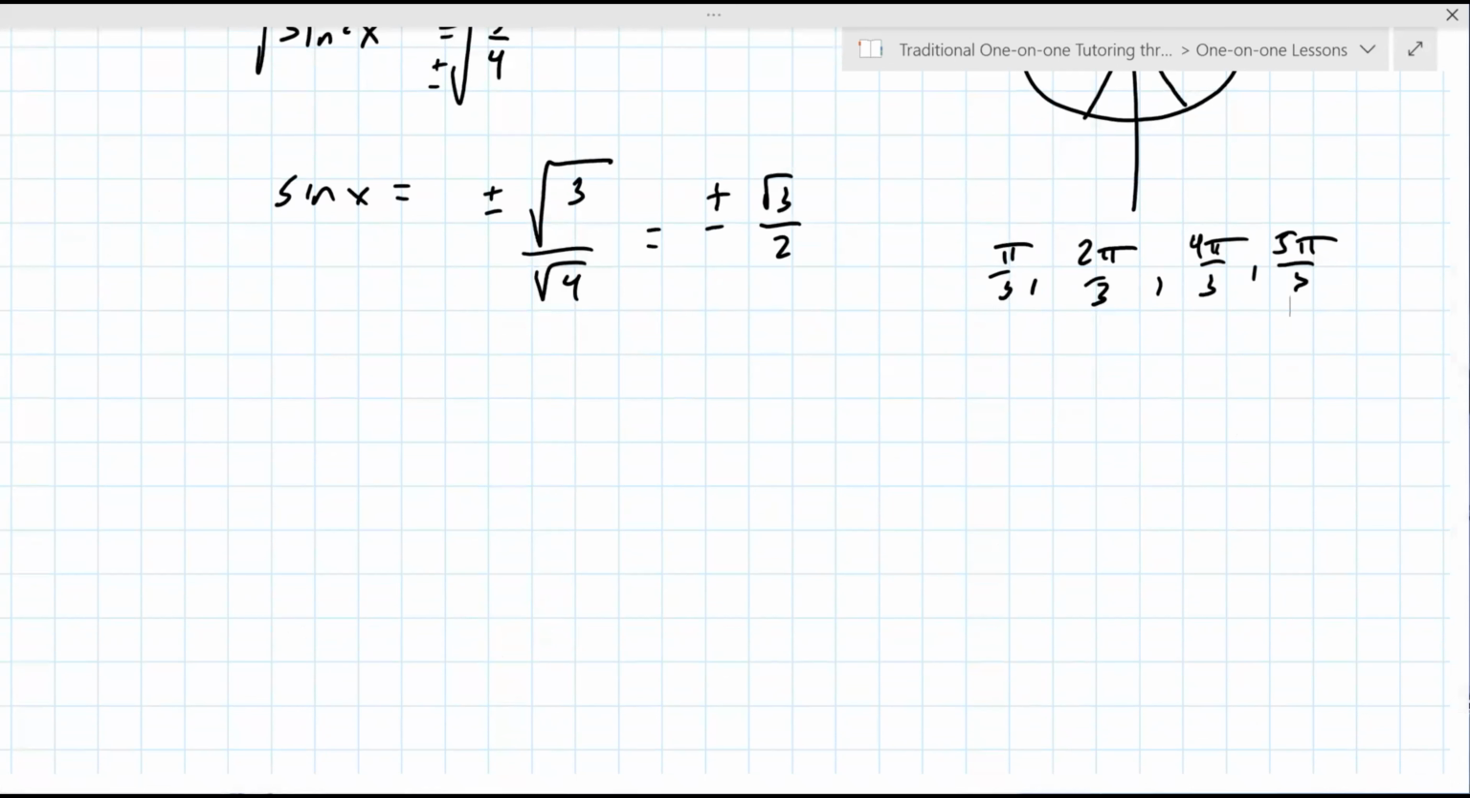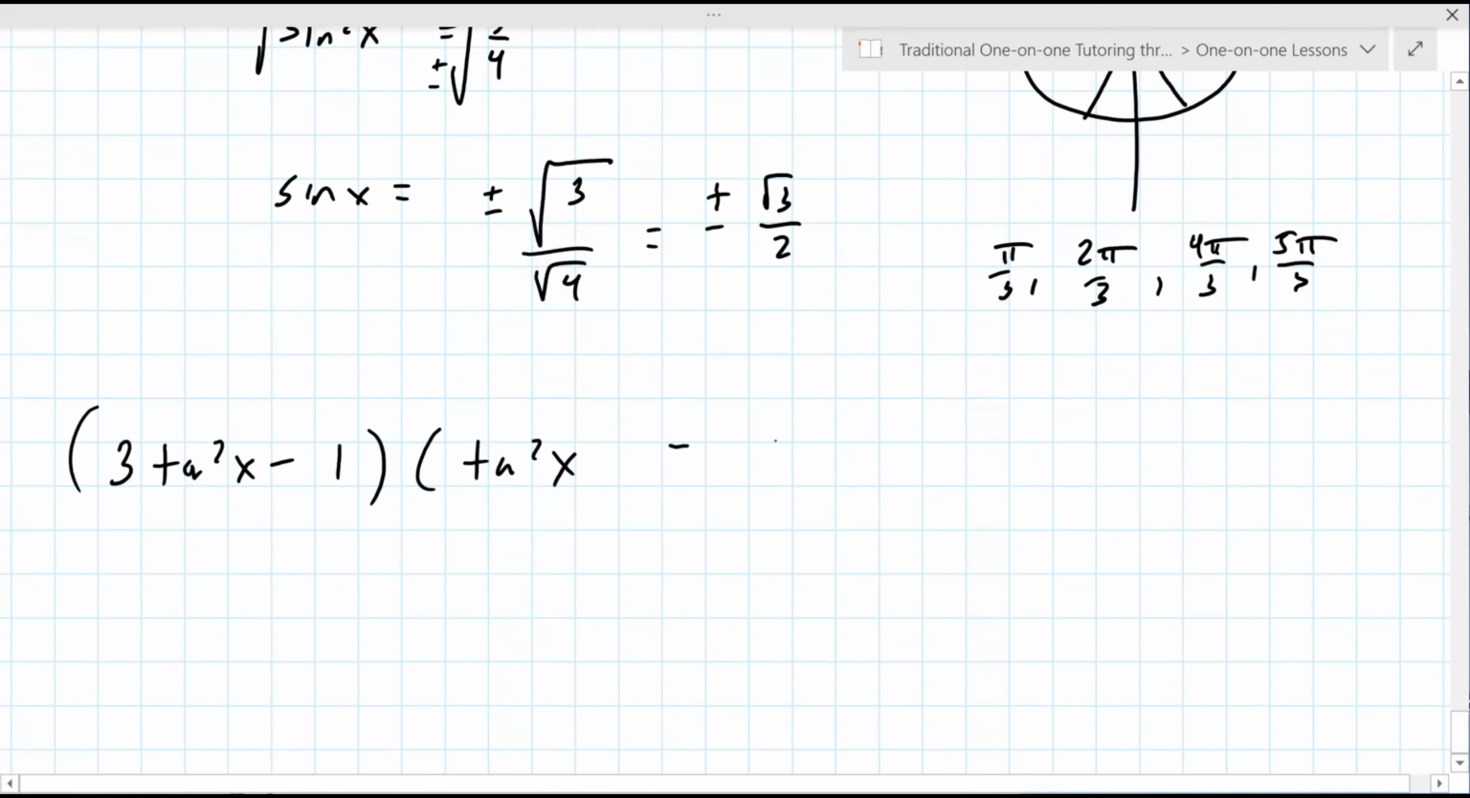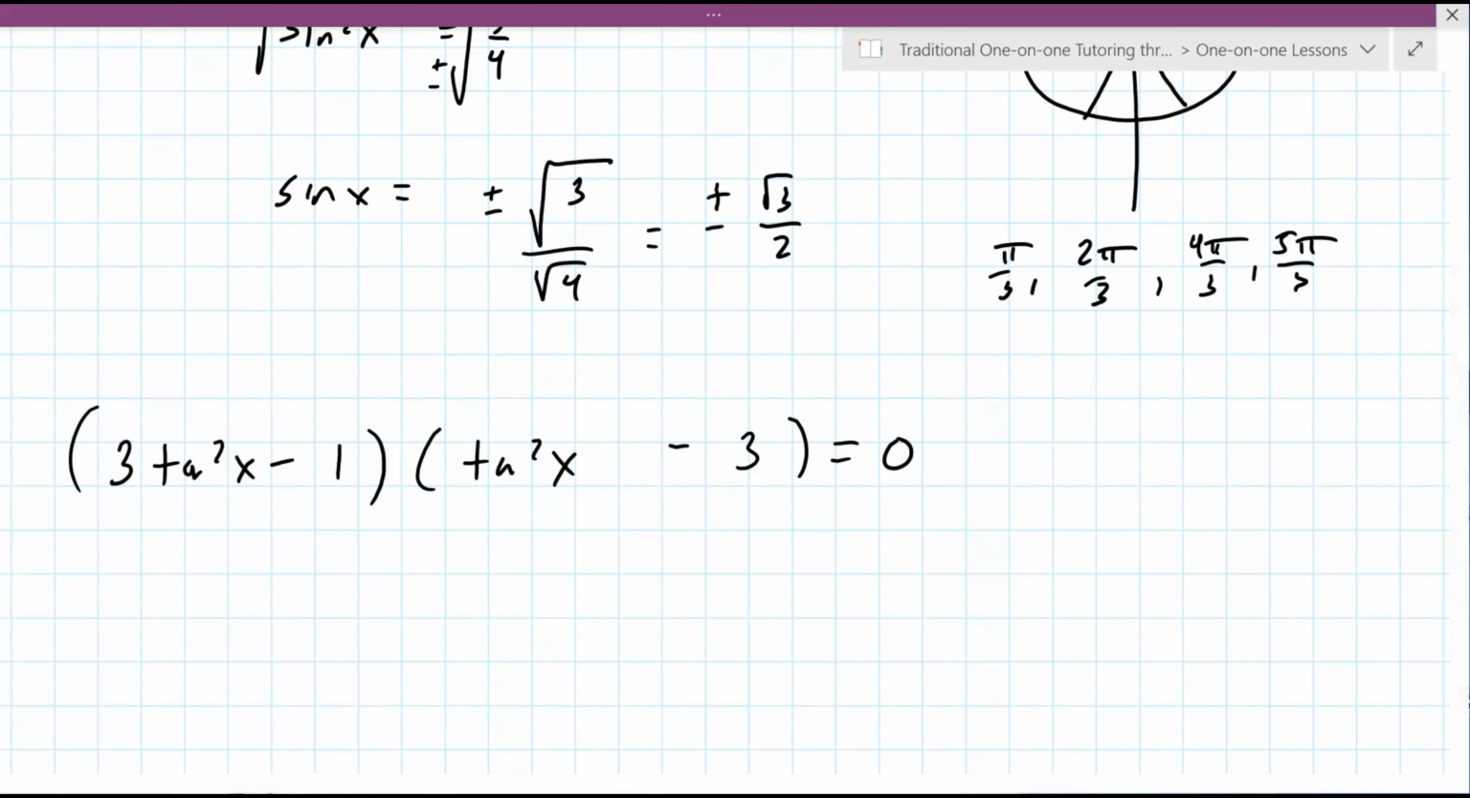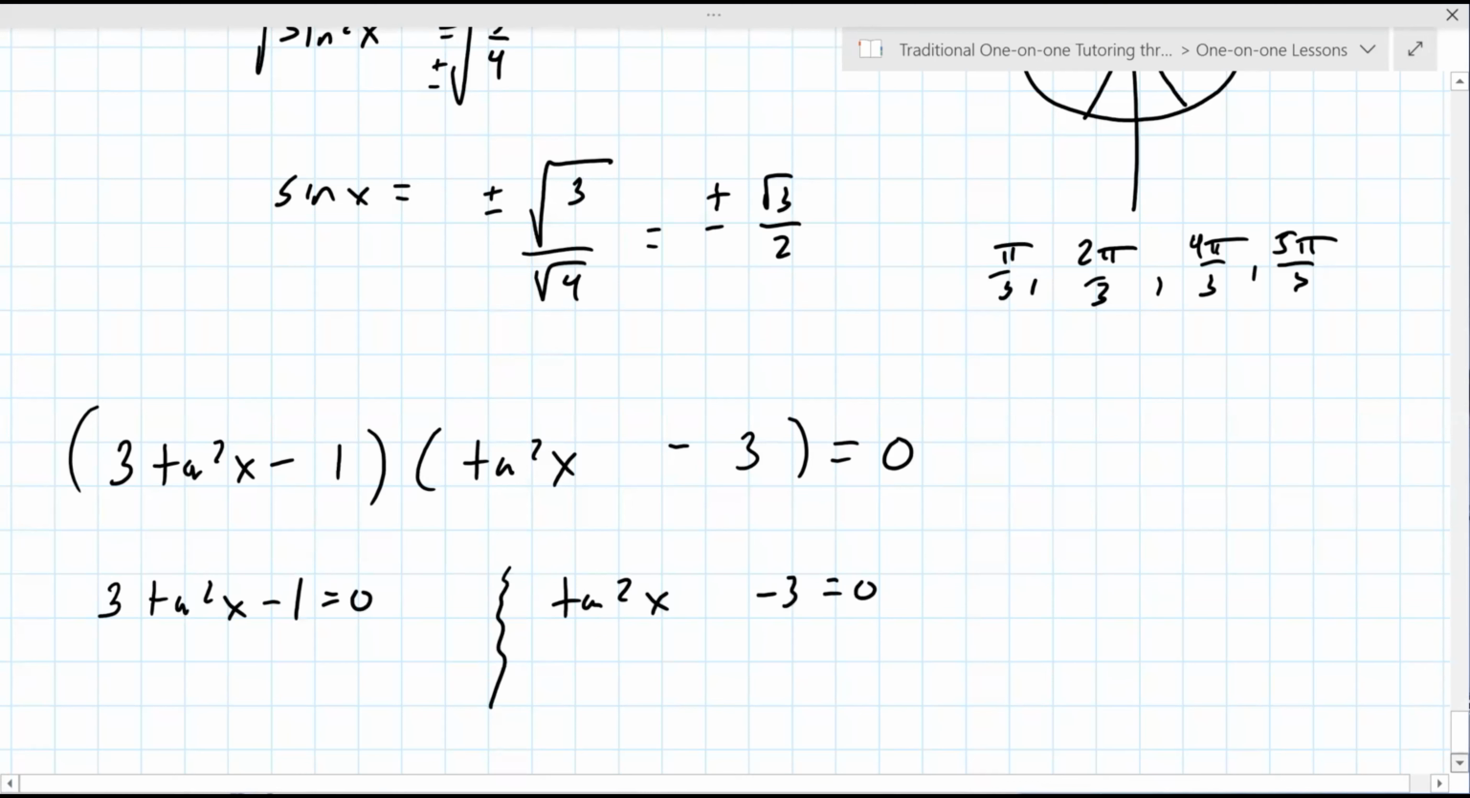So we got 3 tangent squared x minus 1 in parentheses times tangent squared x minus 3 equals 0. If these weren't trig functions, like if it was just 3x squared minus 1 and x squared minus 3, you would know to just set them equal to 0 and solve. That's the same thing you do here. So it's 3 tangent squared x minus 1 equals 0, tangent squared x minus 3 equals 0, and you solve these individually.